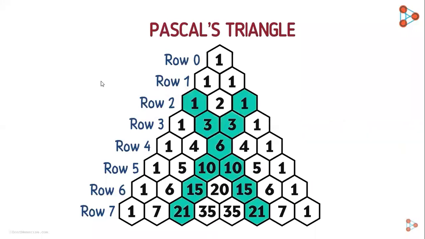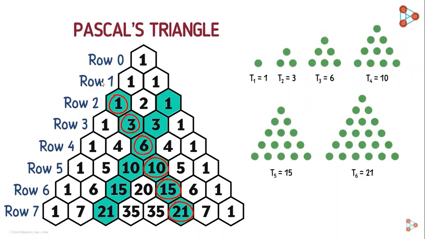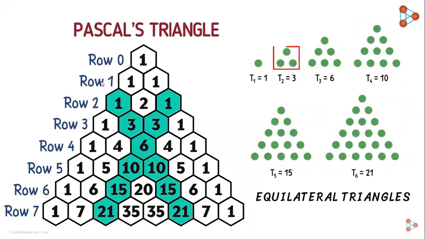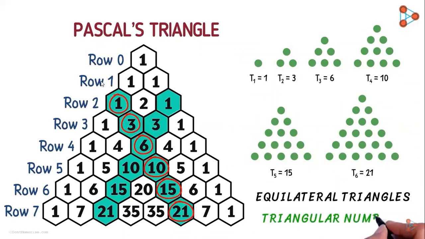Check out these two diagonals. What could these possibly be? The numbers are 1, 3, 6, 10, 15 and so on. For each number, let's imagine the same number of circles. Let's arrange them like this. What do you see? We see that for each number, we can form equilateral triangles. 3 can be arranged like this, 6 can be arranged like this, and so on. Such a set of numbers is called a set of triangular numbers.